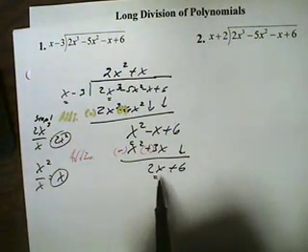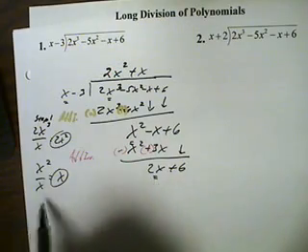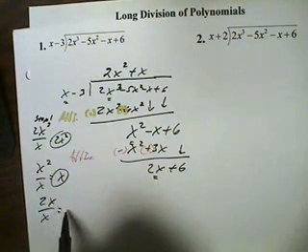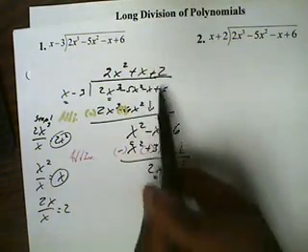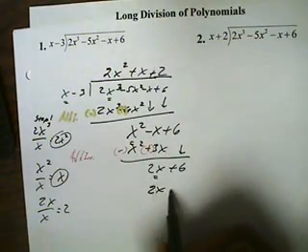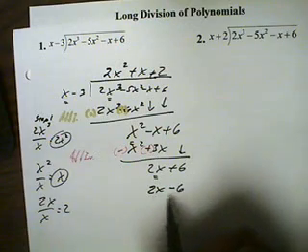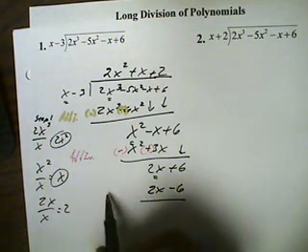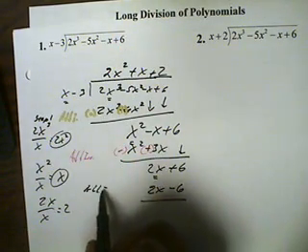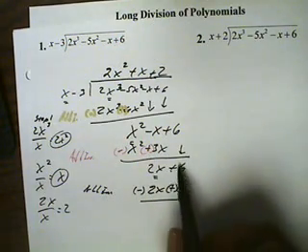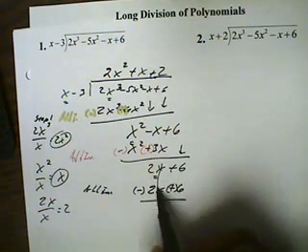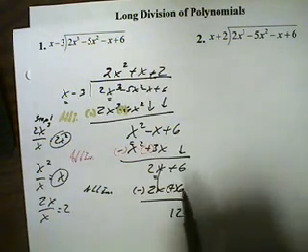Once again, starting with my first step, I take my 2x and divide it by x, which gives me 2. That's my next answer, 2. 2 times both of these makes 2x minus 6. My third step is to take the additive inverse, which changes this to a negative and changes this to a positive. Fourth step is to add. These cancel, and this gives me 12.